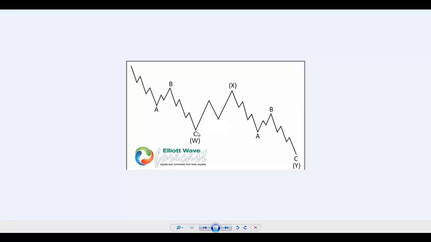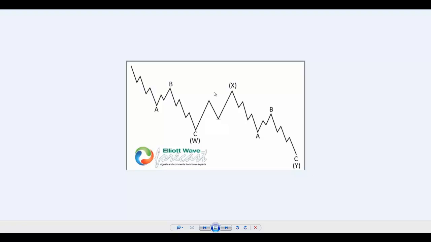So the internals here can be corrective and can be WXY. This can be the same, which is why not every WXY structure is a double zigzag structure. Many just commonly refer to a WXY structure as a double zigzag structure, which is wrong. Some WXY structures can be double zigzags, just like this chart is showing, but not every one is, and that's why we call them double three structures, unless you can actually see a subdivision of 5-3-5 in W and then 5-3-5 in the Y as well.